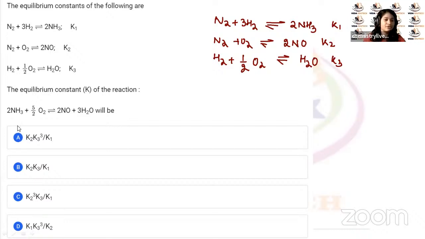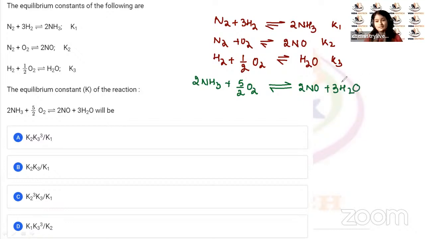Then you have to find out the equilibrium constant for the reaction 2NH3 plus 5 by 2 O2 gives rise to 2NO plus 3H2O. So this is what you have to find out. Now see children, how are you going to approach this question? We see that NH3 and O2 are being added, right? But you see here NH3 was on which side, children? NH3 was on the right hand side, but here it is on the left hand side. So what are you going to do? You are going to reverse that equation, right?